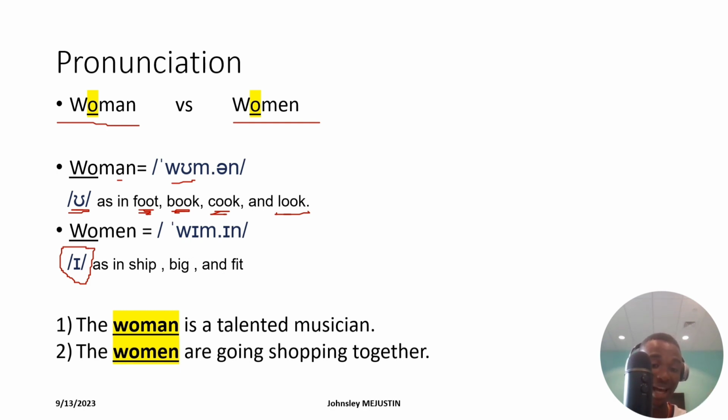The woman is a talented musician. The woman is, do that liaison here. Do that connected speech right here. Link them. The woman is a, see? N plus is. A, see? Consonant, vowel. We do that linking right here.